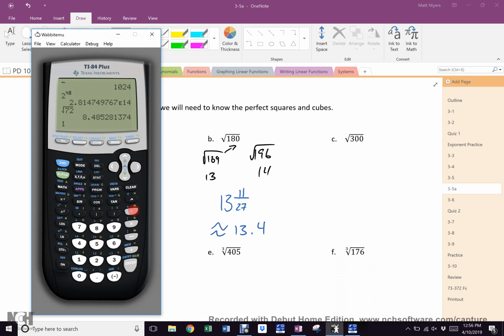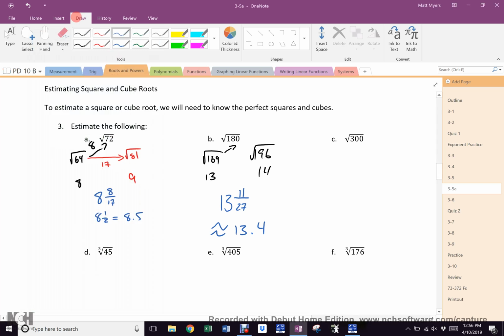11 divided by 27, 0.4. So 13.4. Everybody see how to do it? It's easy peasy lemon squeezy, right? What's 300? 17, because that's 289, and 18, because that's 324.